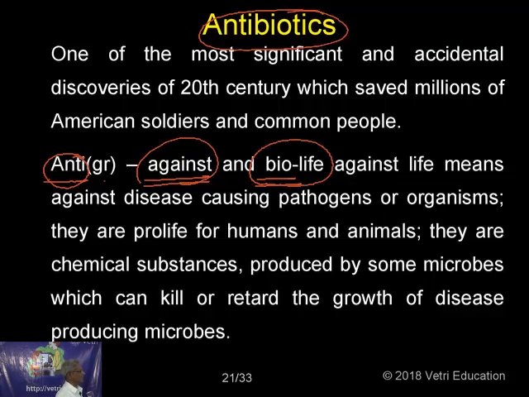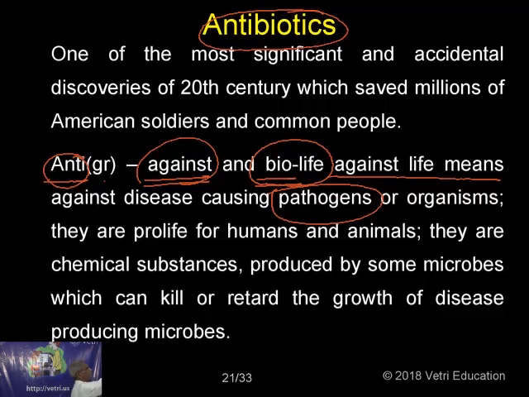So what do you mean by against the life? It is not against the life of the human being. It is against the pathogens which are living inside the human being. When a disease is caused by microbes, disease-causing bacteria or disease-causing fungi, when it is caused by dangerous pathogens, then you have to administer antibiotics. These antibiotics work against the pathogen and save the human being. They are chemical substances produced by some microbes which can kill or retard the growth of disease-producing microbes.